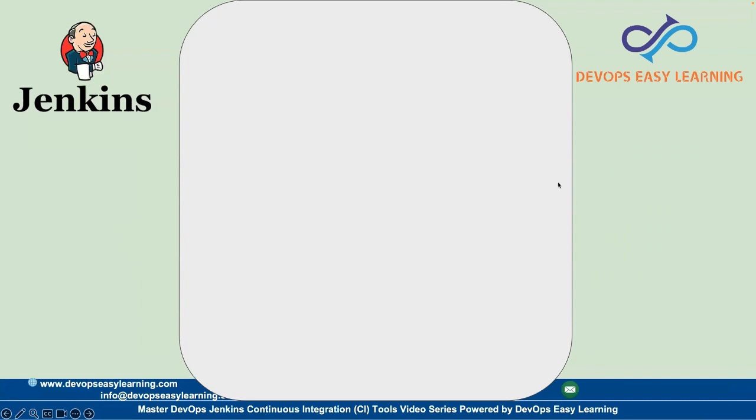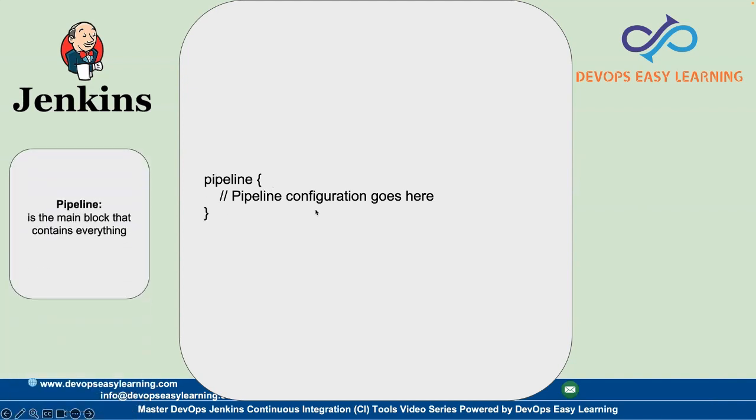Now, let's start by constructing a Jenkinsfile from scratch, then I will explain. We are talking here about the structure of the Jenkinsfile. A Jenkinsfile has a parent structure called pipeline. As you can see, it has curly brackets, and inside you put the pipeline configuration. You open the bracket here. The pipeline is just the main block that contains everything.